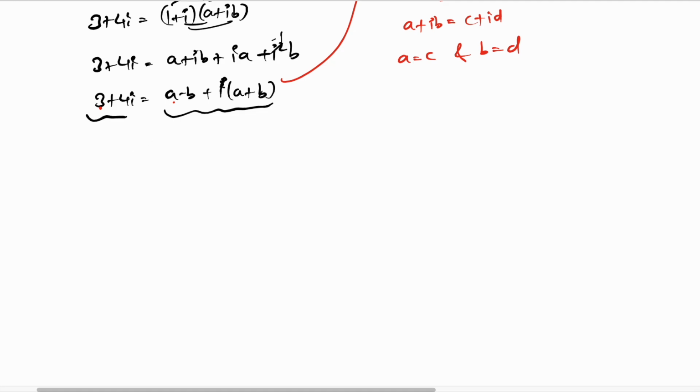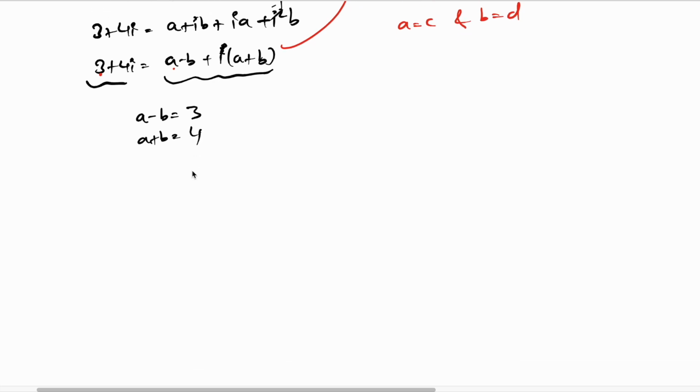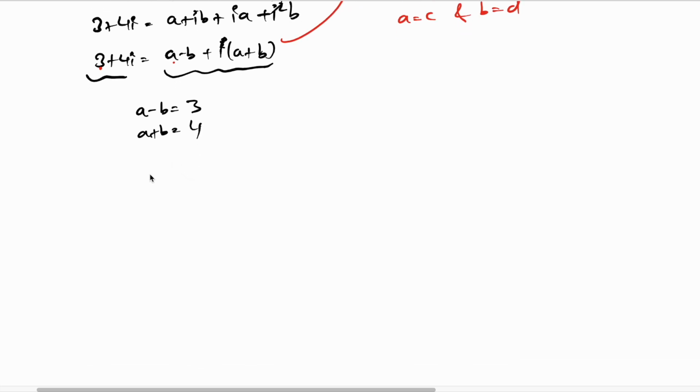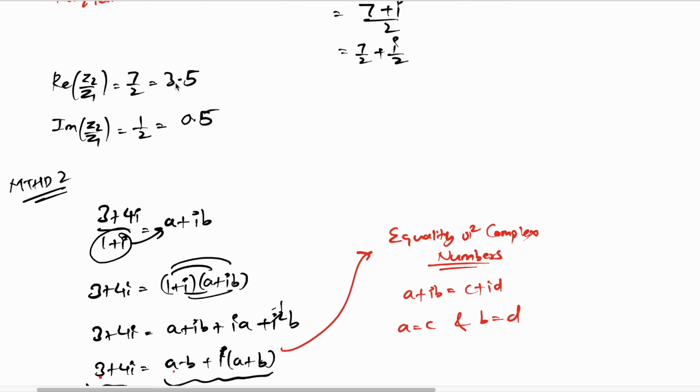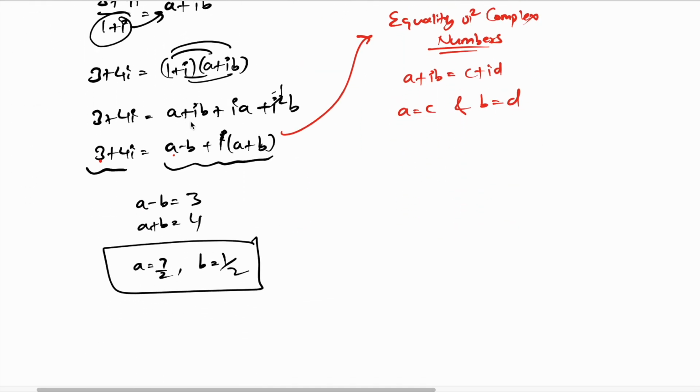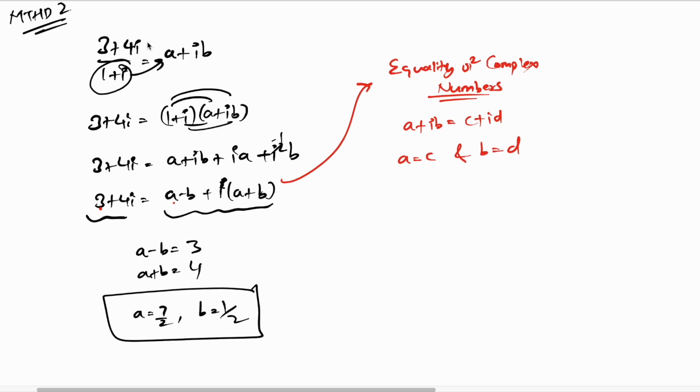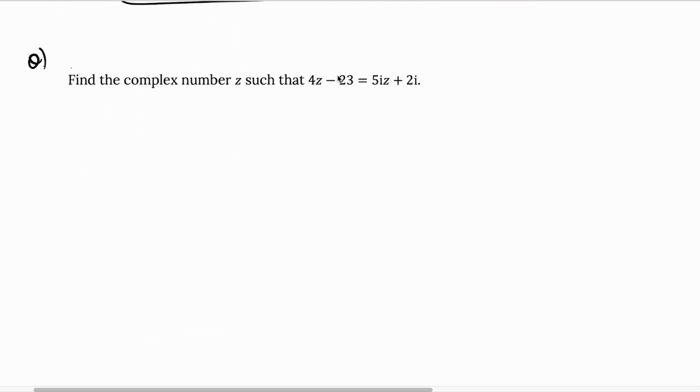The first one is a minus b equals 3, and the second equation is a plus b equals 4. So solving this simultaneous equation, I'll get a as 7 upon 2 and b as half, which I got using my first method as well, 3.5 and 0.5. So moving on to the question.